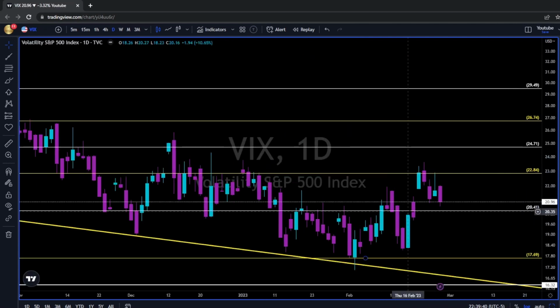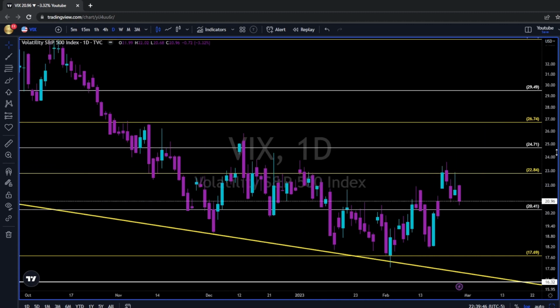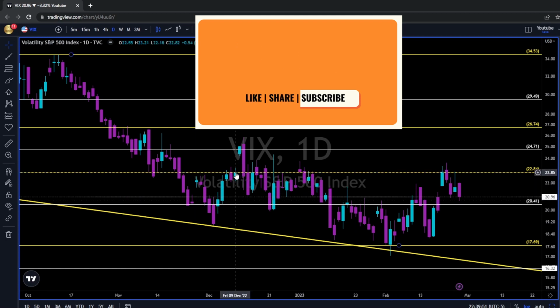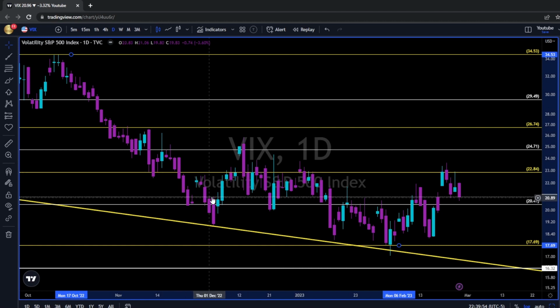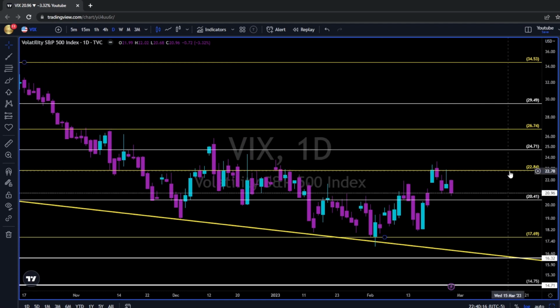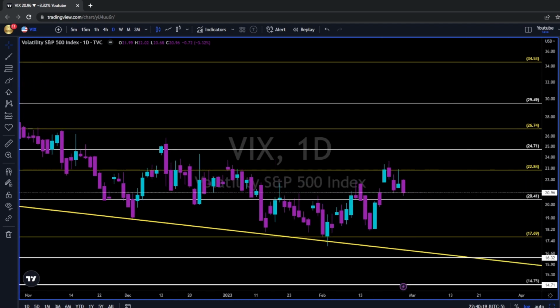VIX basically bouncing between the 2040 and the 2280. Look left. This area between the 2040 and the 2280, 2290 was a very strong area, which price bounced up and down inside for almost 2 months, since November until mid of January. So we might get same price action now into the future.